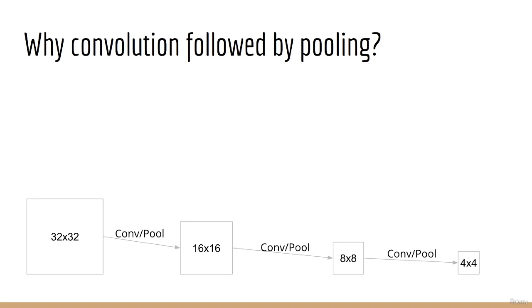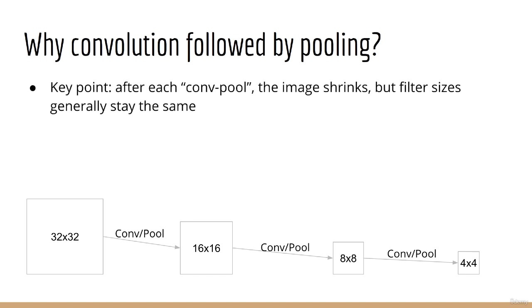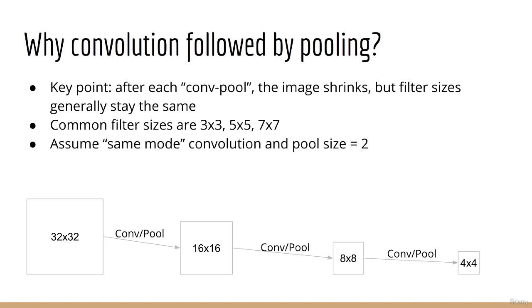The key point to keep in mind is that after each pooling, the image shrinks, but the filter sizes generally stay around the same. Common filter sizes are 3x3, 5x5, and 7x7. Generally speaking, they are much smaller than the input image. But what happens as the image shrinks as it passes through each layer? Well, let's suppose we start with a 32x32 image, and we have 4 convolutional and pooling layers. Let's assume we do convolution in same mode so it doesn't change the size of the image. And let's assume all our convolution filters are size 3x3, although this doesn't come into play just yet.